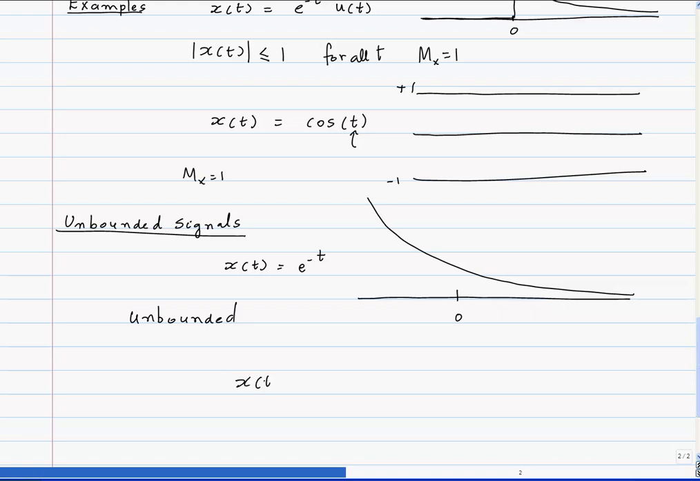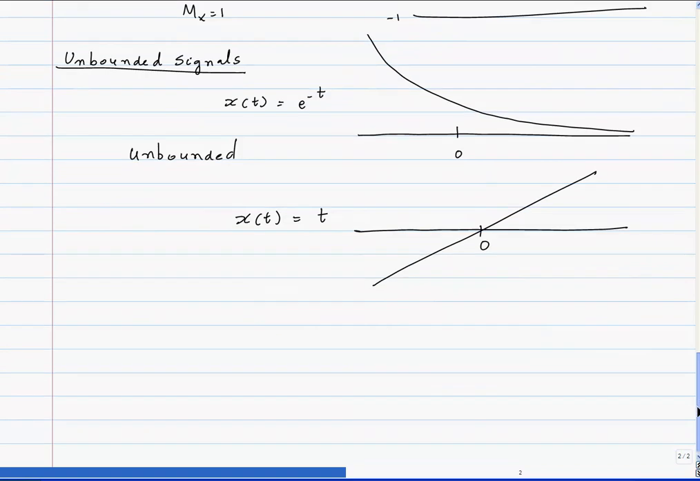Here is another example. x of t is equal to t. This is a signal which, if you plot, is going to look like this. Again, the signal grows without bounds. As t tends to infinity, x of t tends to infinity, or as t tends to negative infinity, x of t tends to negative infinity. In both cases, the magnitude of x of t becomes unbounded. So these are a couple of examples of unbounded signals.